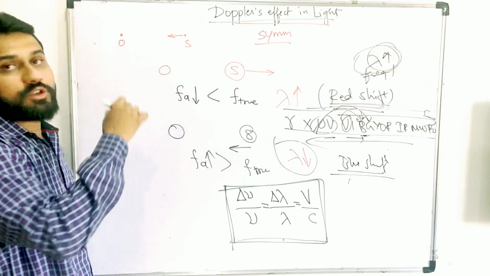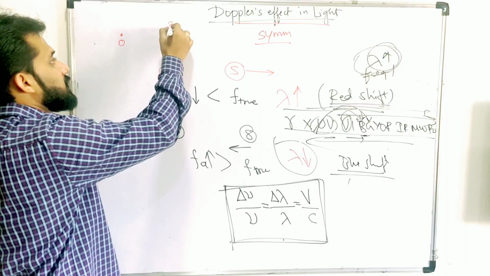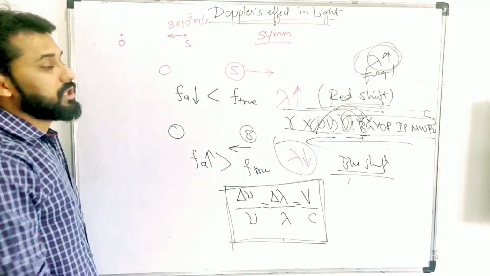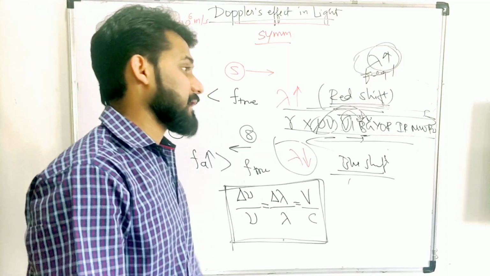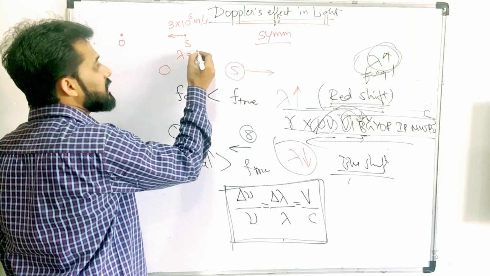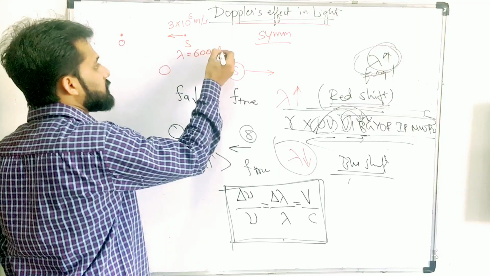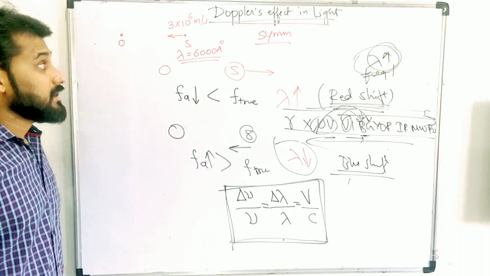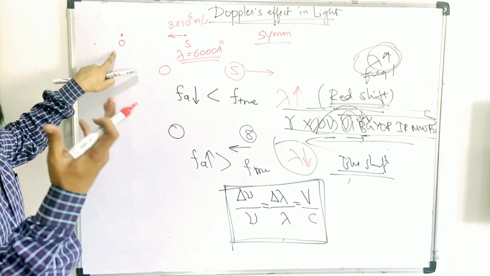Source is coming towards observer at the speed of 3 into 10 raised to 6 meters per second. एक सोर्स ऑब्झर्वर कडे येतोय आणि सोर्स ची वेव्हलेंथ आहे 6000 अँगस्ट्रॉम युनिट. 6000 अँगस्ट्रॉम युनिट त्याची वेव्हलेंथ आहे. तर या ऑब्झर्वरला किती वेव्हलेंथ दिसेल?